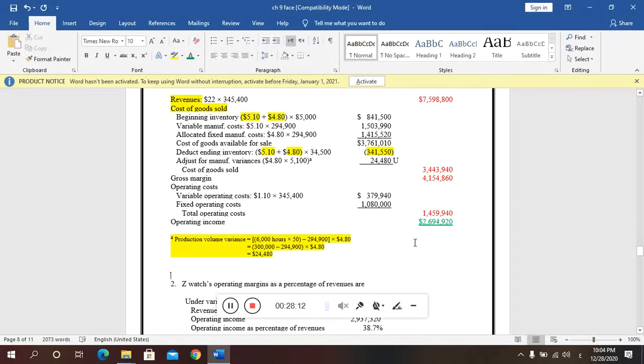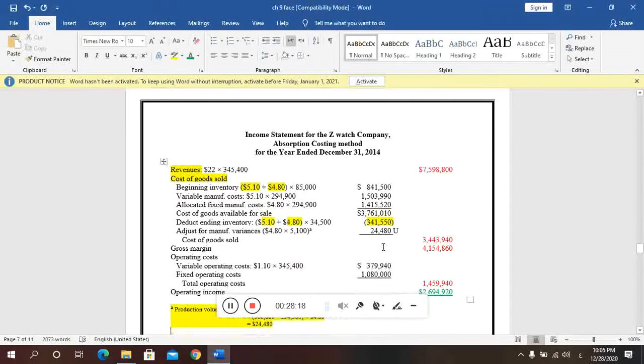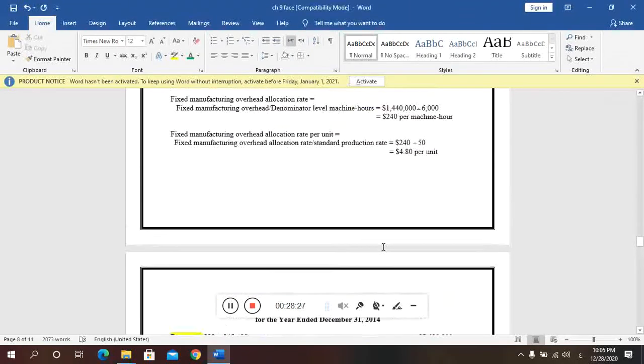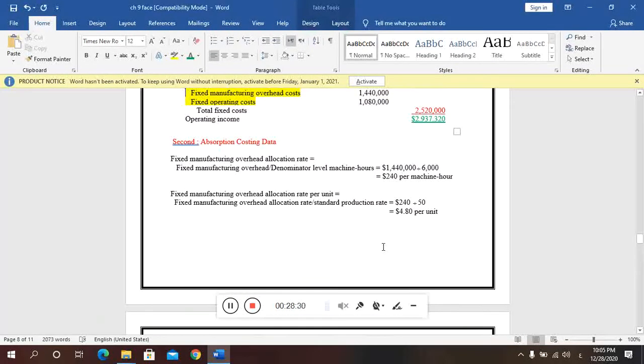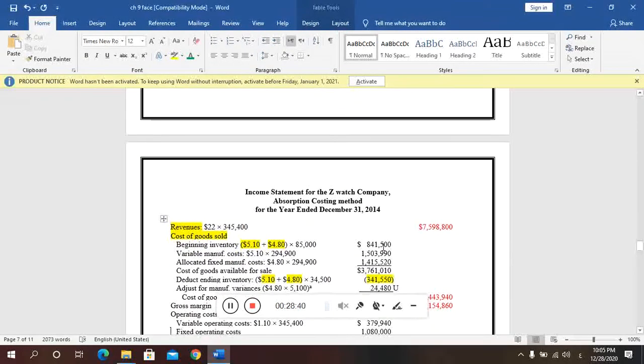Here we compute the net income under the absorption method, 2,694,920, and under the variable costing method, 2,937,320.